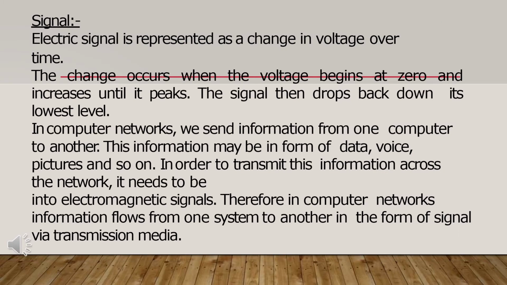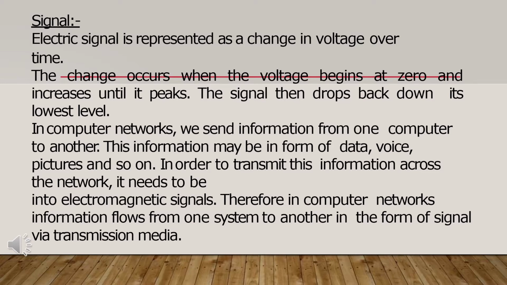So let us begin with the electrical signals, or the current which we receive on the power board. It represents the change in voltage over time. The change occurs when the voltage begins at 0 and increases until it peaks. The signal then drops back down to its lowest level, right? Now, talking about electromagnetic signals, right?